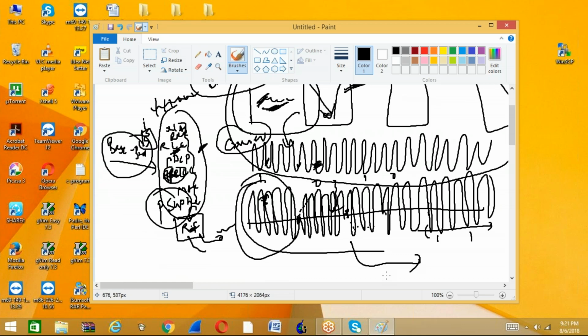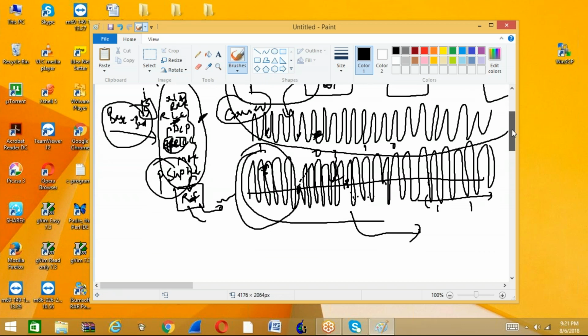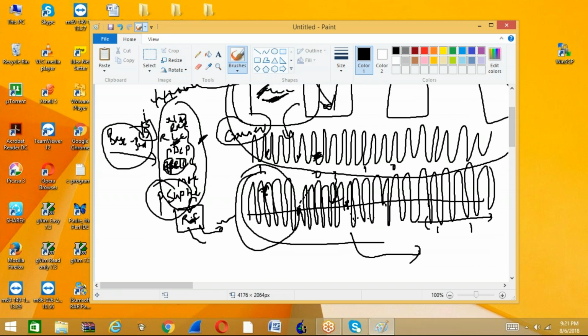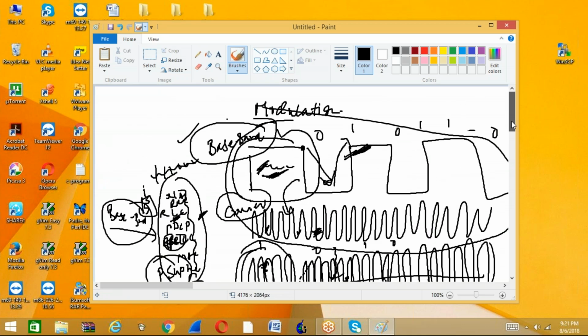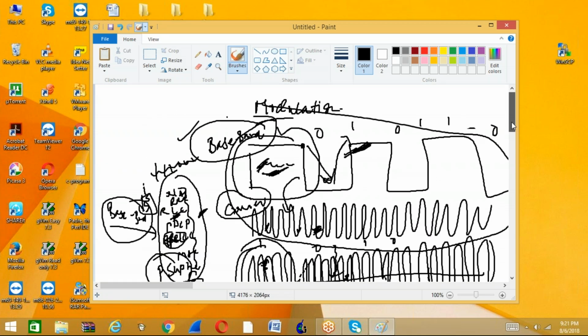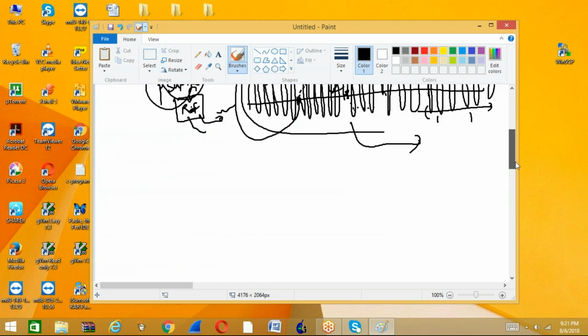So now the data will go like this. This modulation plays a very vital role. Why is it vital? Because based on this modulation, how much data is being carried is decided.